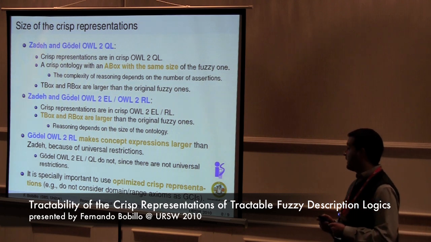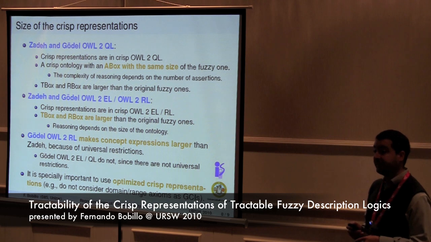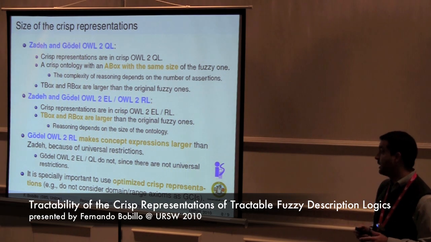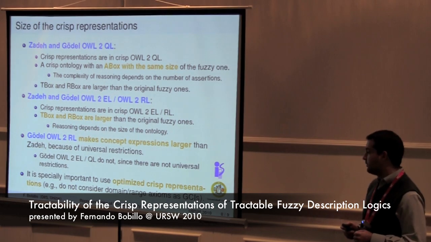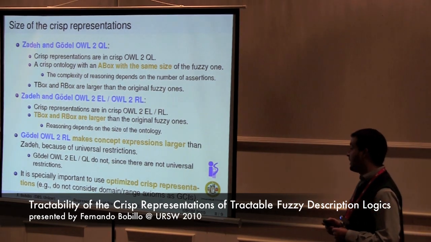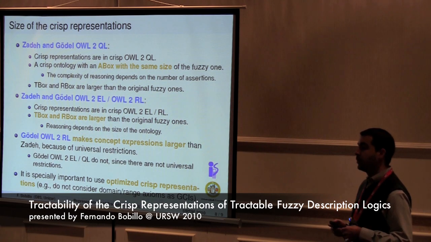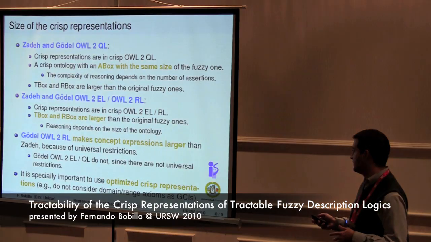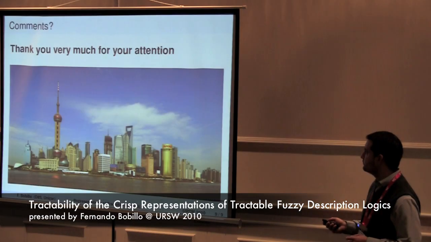And finally, I would like to mention that it is especially important to use optimized crisp representations of the axioms here when dealing with tractable languages, because the efficiency of the reasoning is especially important. For instance, we shouldn't consider domain and range axioms as GCIs, but we can provide a special reduction by taking into account the fact that they are in fact special axioms.